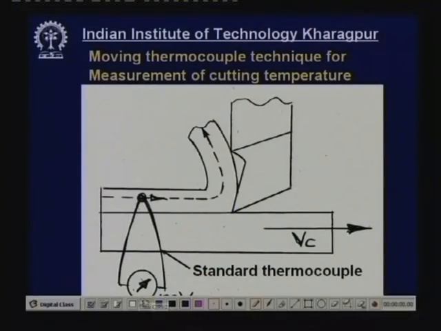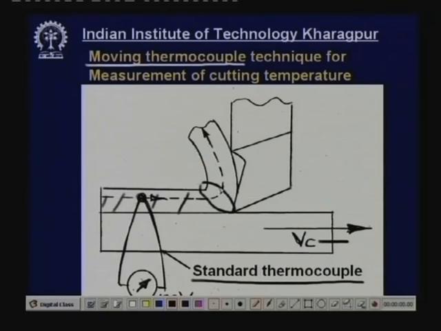Now, another simple technique is the moving thermocouple technique. What is it? Suppose we are conducting a shaping or planing experiment, and this is the work material moving in this direction with a cutting velocity Vc, and this is the cutting tool, with the chip flowing in this direction. Here a standard thermocouple, say chrome alumel or nickel chrome, is embedded and brazed here, and connected to a millivolt meter. Now, when this job proceeds, this layer which is going to be removed passes through this path, first reaching the shear zone, then going along the chip.